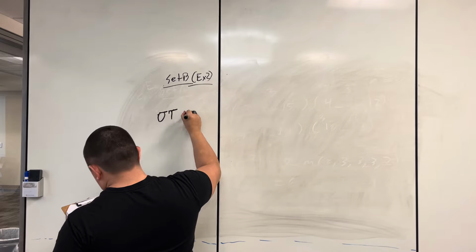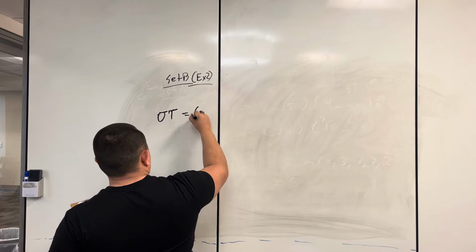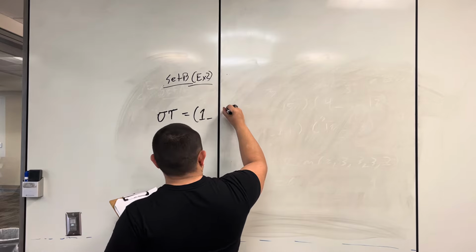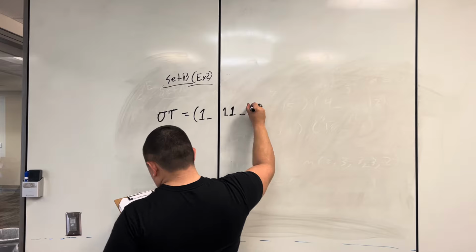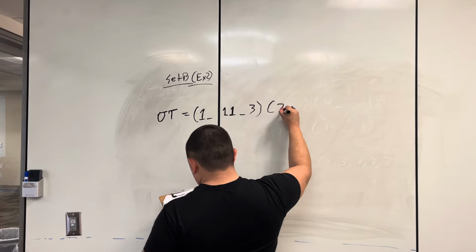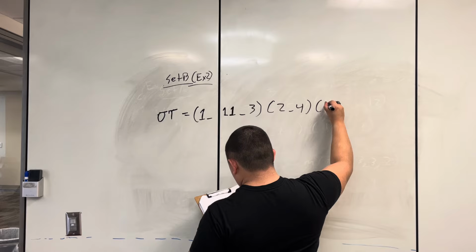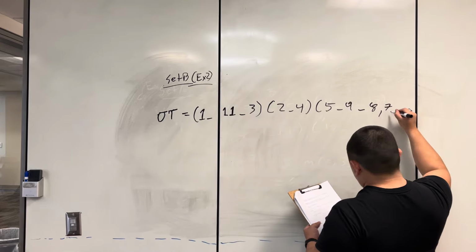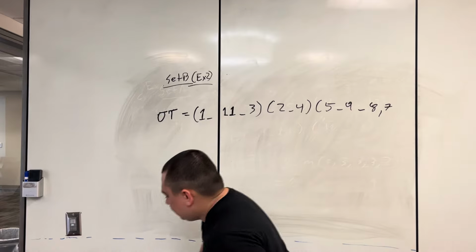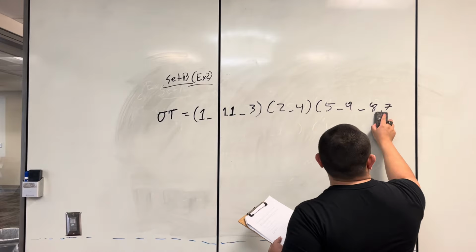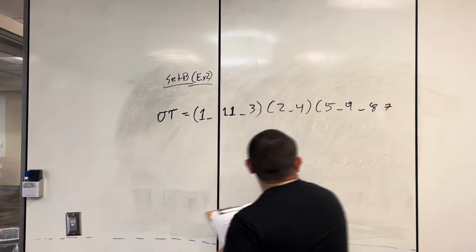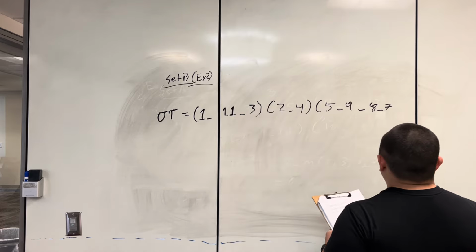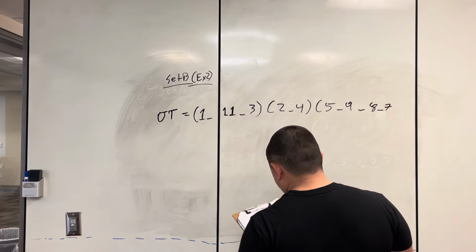So sigma tau is equal to (1 11 3)(2 4)(5 9 8 7). You know, I naturally want to put a comma there. It just seems aptly placed. But I won't. Well, no, I will probably do that again.